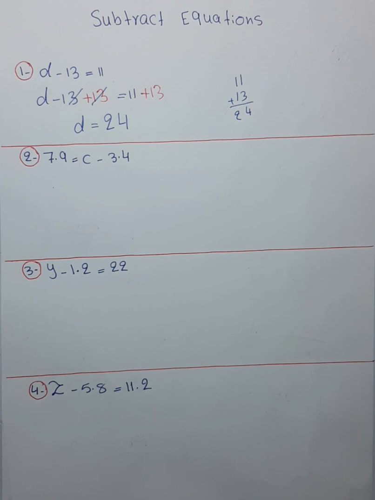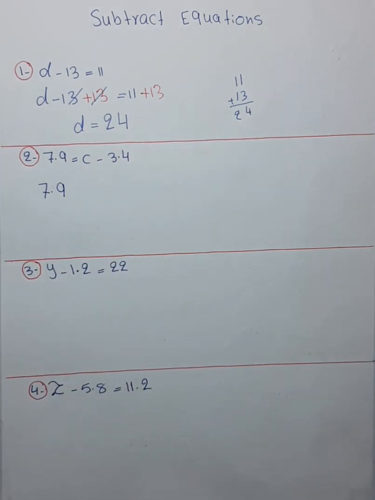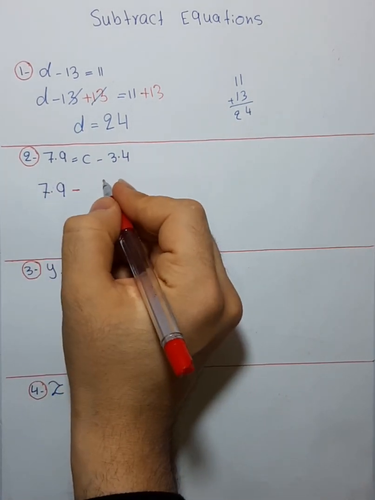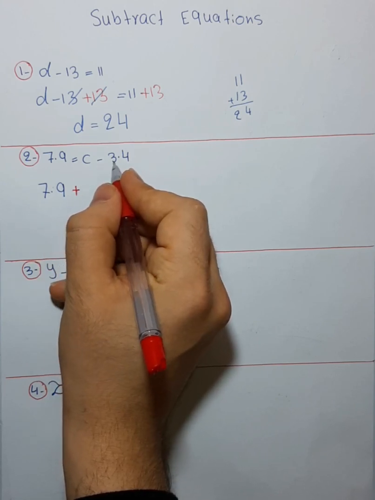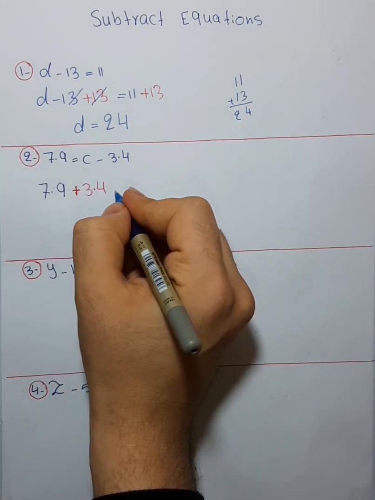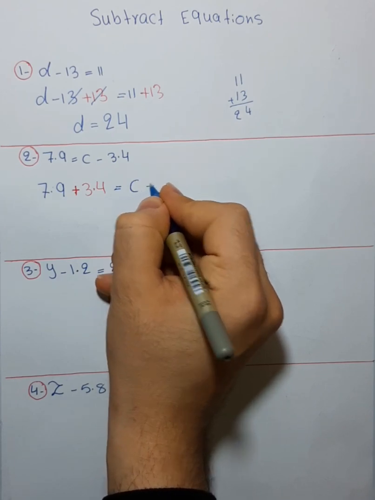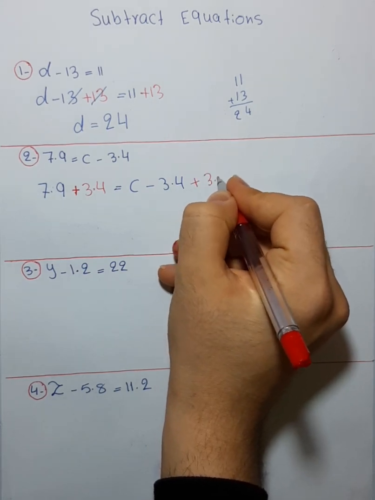Example number 2, we have 7.9 equal to c minus 3.4. We have to take the inverse of negative 3.4. So for both sides, 7.9 plus the inverse of negative 3.4, which is positive 3.4, equal to c minus 3.4 plus 3.4.